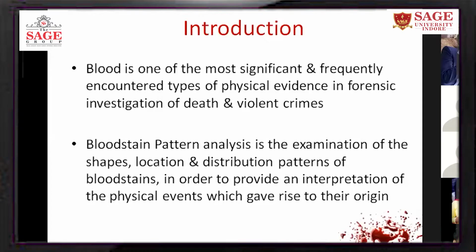So every violent crime that involves blood in any form, you can find liquid blood at the crime scene, or you can find blood stains, dried blood stains at the crime scene, and stain pattern analysis. If you talk about blood stain pattern analysis, it comprises the examination of the shape, location, distribution, and pattern of the blood stains which are found at the crime scene, to interpret the physical event or to reconstruct the events which had happened there at the crime scene.